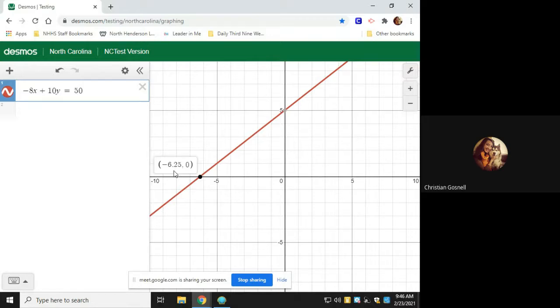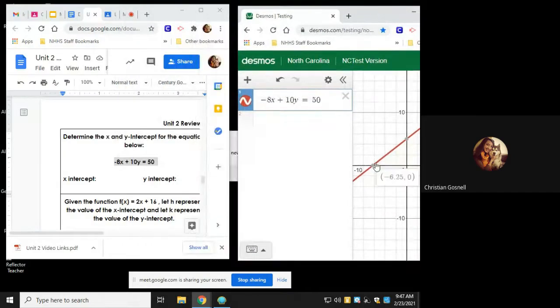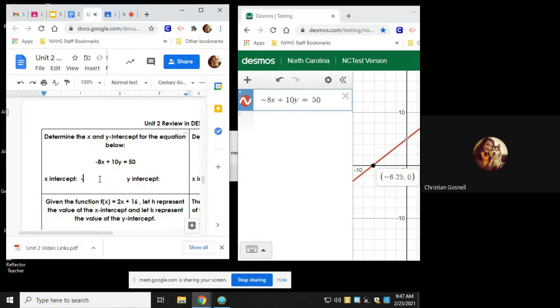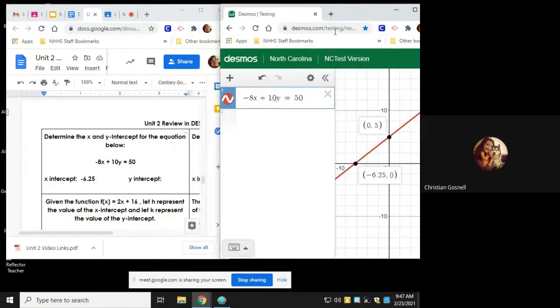So that x-intercept is negative 6.25. The y-intercept is going to be where this red line crosses this y-axis, and it is represented by a gray dot as well. So you can click there, and it stays as a 5. So those are your answers. Your x-intercept was negative 6.25. The y-intercept was a 5. That's it. We can go over one more example.